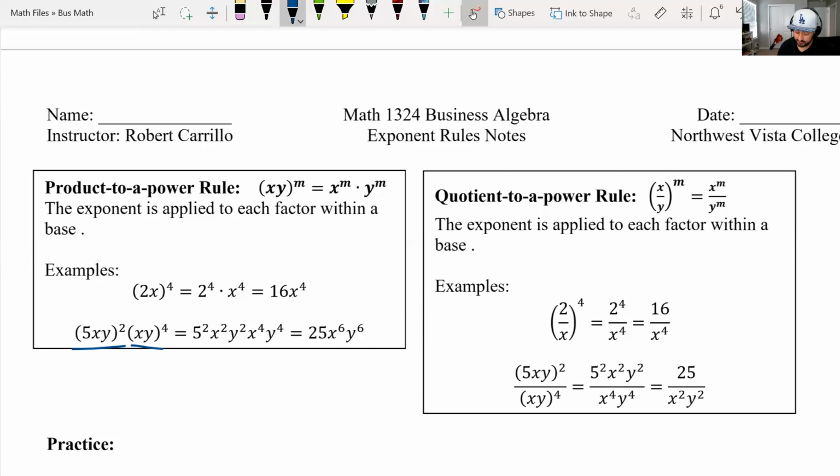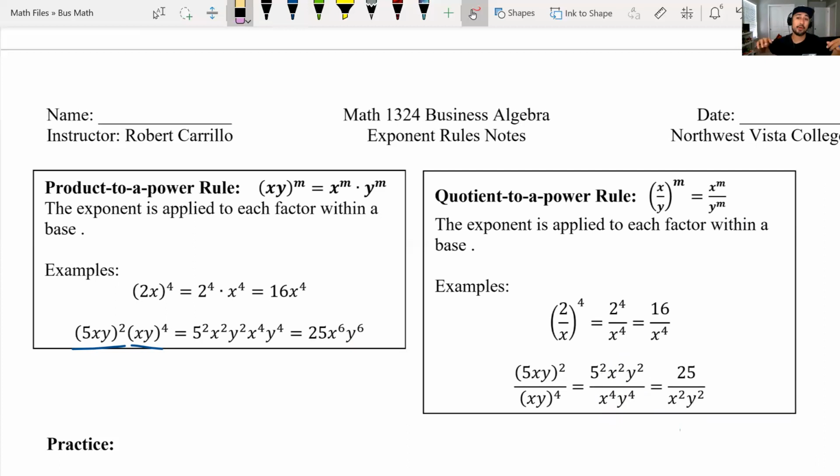5 times xy to the second over x times y to the fourth. So for the first one, 5xy to the second means 5 squared, x squared, y squared. Down below, xy to the fourth means x to the fourth, y to the fourth. And then they start to simplify. 5 squared is, of course, 25. Here, x squared over x to the fourth would use quotient rule. You would subtract your exponents and get x squared in the denominator. Same thing here. Y squared over y to the fourth uses quotient rule. You subtract your exponents and you get y squared.